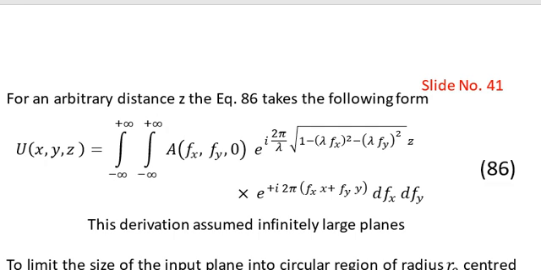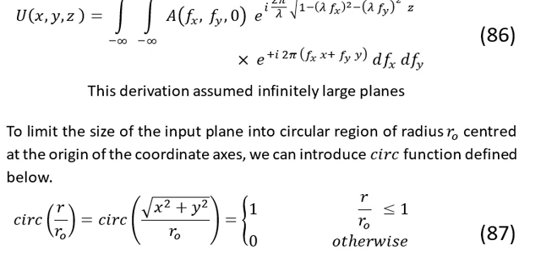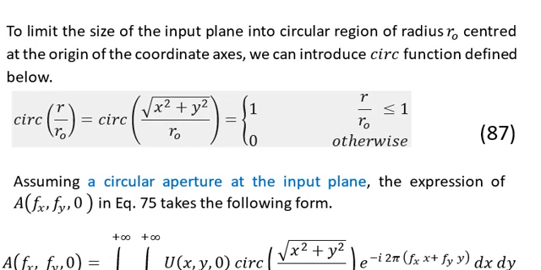So we limit the size of the plane with some circular region, and for that we can use the circ function. To limit the size of the input plane to a circular region of radius r0 centered at the origin of the coordinate axes, we can introduce a circ function, or circular function, abbreviated as circ function, defined below. So circ in polar coordinates r over r0 is equal to circ in Cartesian coordinates square root of x square plus y square over r0, which is equal to 1 when the radius r over r0 is less than 1 and 0 otherwise.